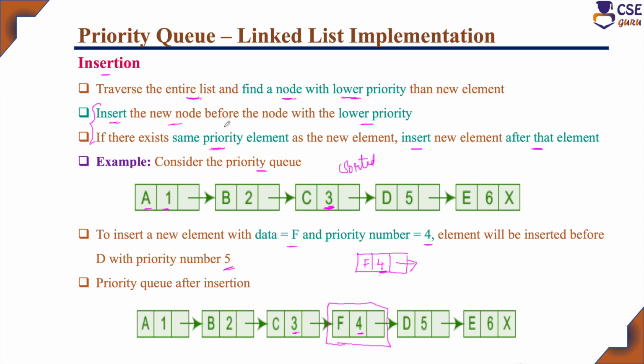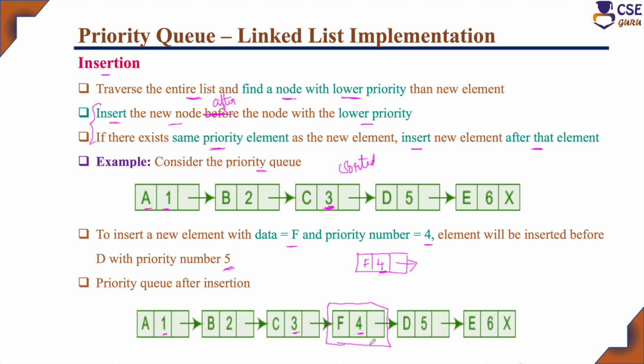So here, insert a new node after the node with lower priority. This you have to change. After the node with lower priority. Then the priority queue after insertion will look like this: element A with first priority, B with second priority, C with third priority, and element F with 4 priority.